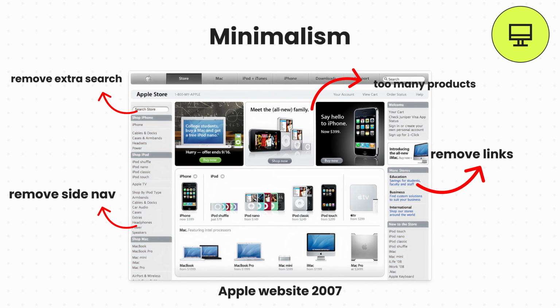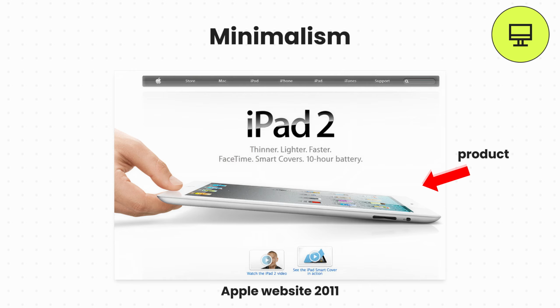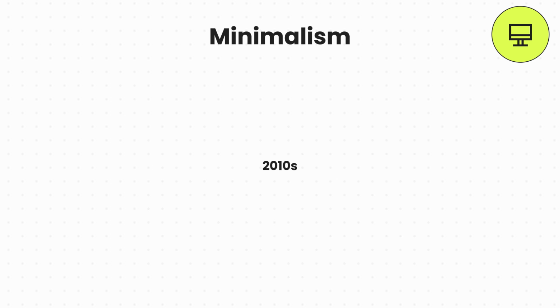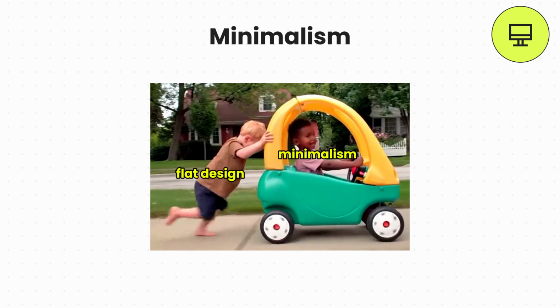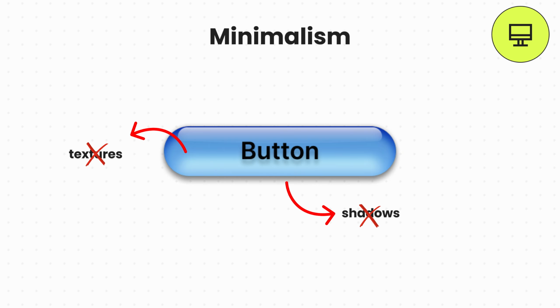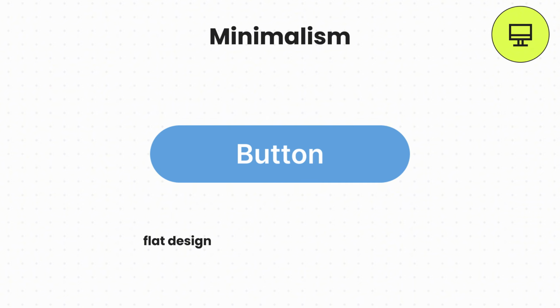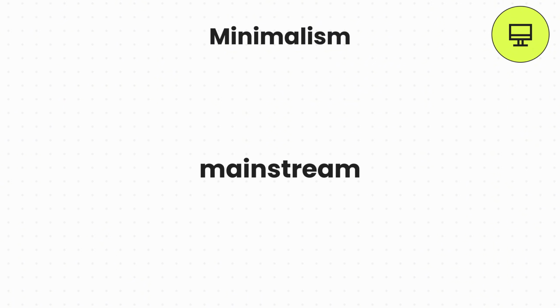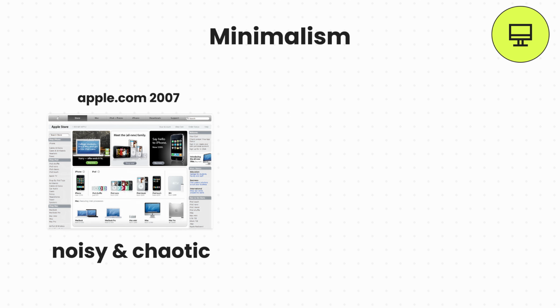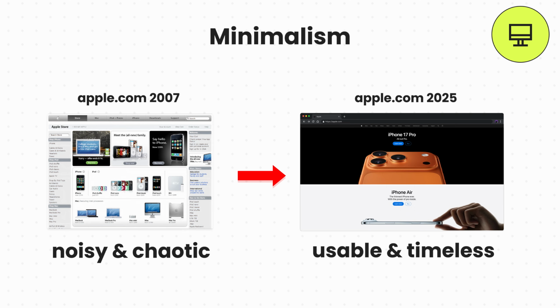Apple became a leader here, using product-focused homepages where the design disappeared so the product could shine. Then, in the 2010s, flat design gave minimalism new momentum. By removing textures, shadows, and unnecessary details, flat design pushed minimalism into the mainstream of web and app design. Minimalism transformed the web from noisy and chaotic into something more usable and timeless.